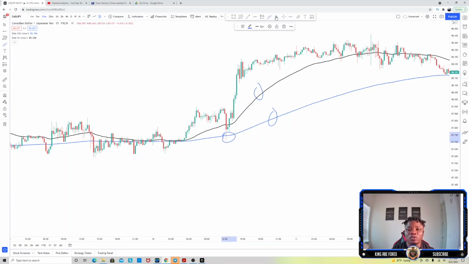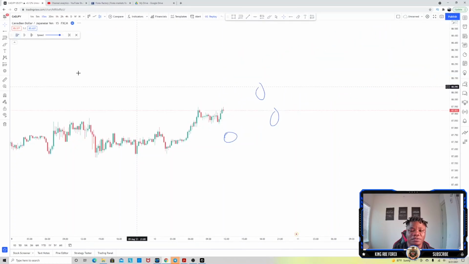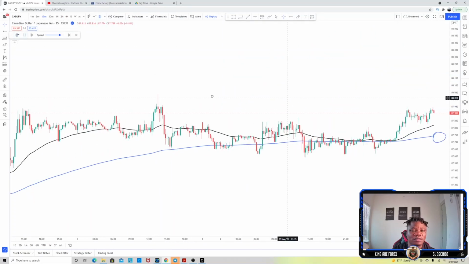Now what we're simply waiting for after this rejection is we need price to pull back towards the 50 EMA. I'm going to put this in replay mode, and I will show you guys where your entry is going to be for this trade right here. So I'm going to start from right over here. Now let's see where our entry is going to be for this trade. Let's take a look and see.